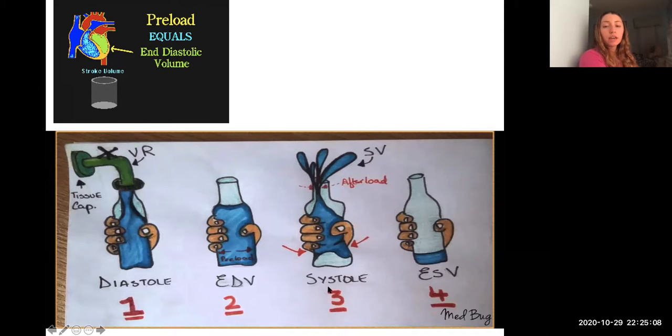Once the ventricular pressure supersedes the aortic pressure, the semilunar valve will open, and the blood that is expelled is called the afterload, or the stroke volume. And the amount of blood that's left after the semilunar valve closes is called the end systolic volume.